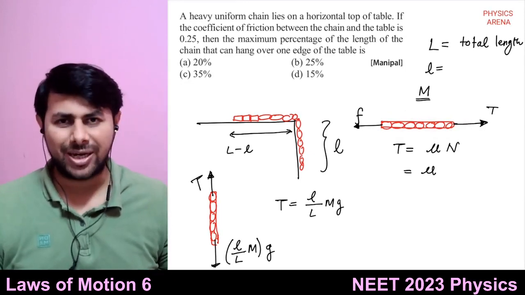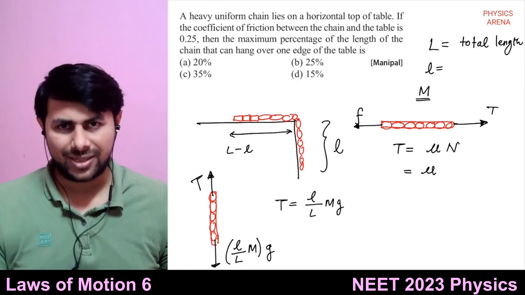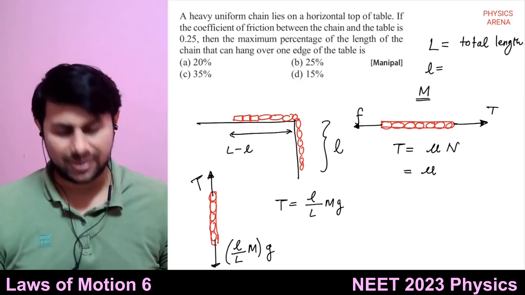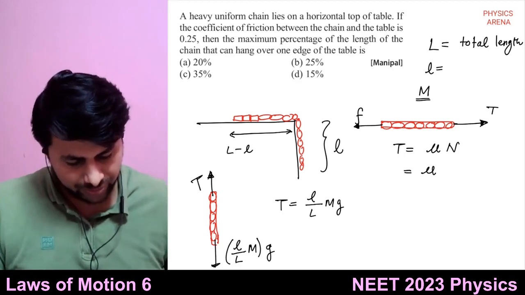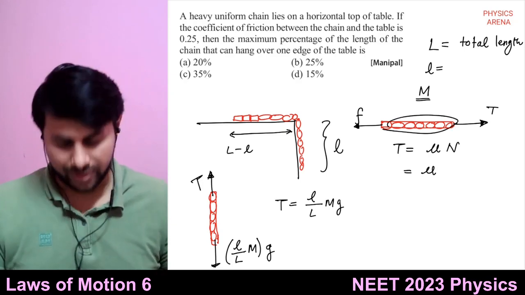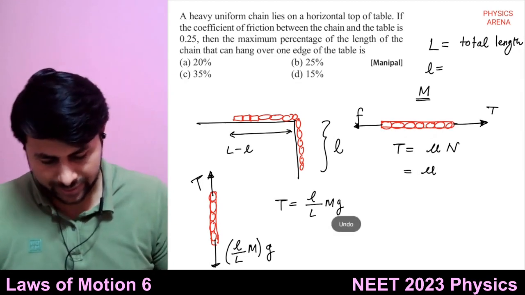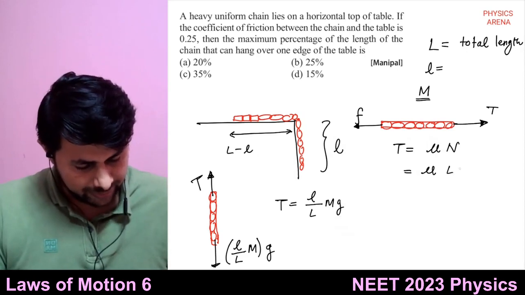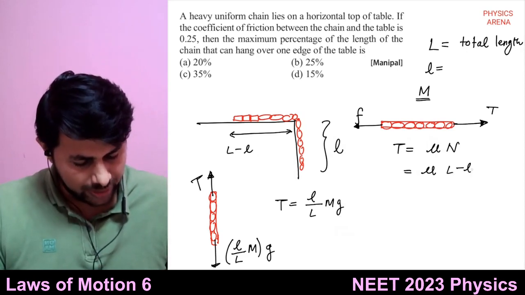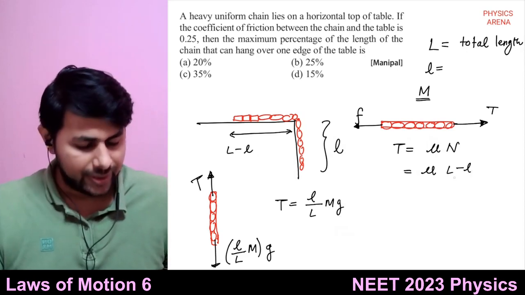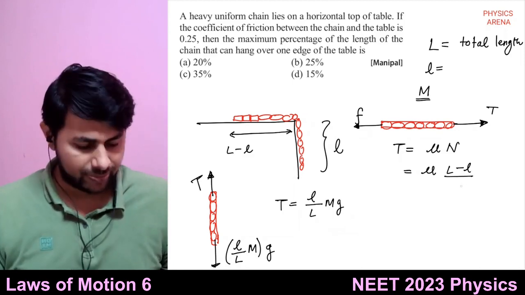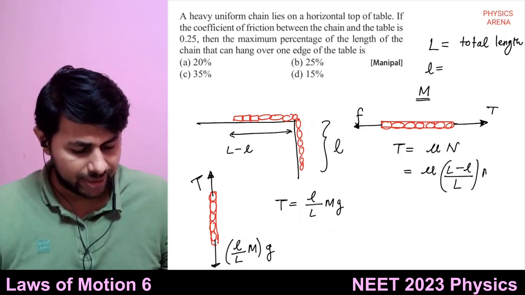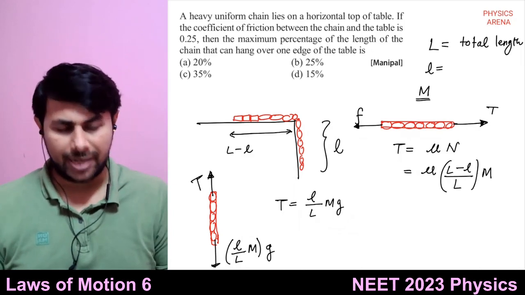And what is weight? It is its mass multiplied by g. And how much would be mass? Fractional length multiplied by the total mass. So length of this part upon the total length multiplied by capital M. Capital L minus small l is the length of this part divided by total length multiplied by capital M. This much is the mass.